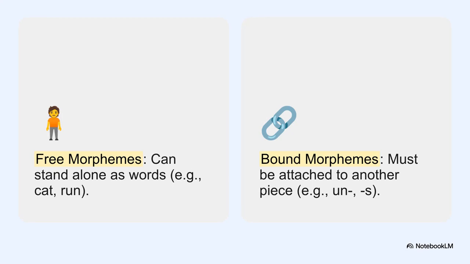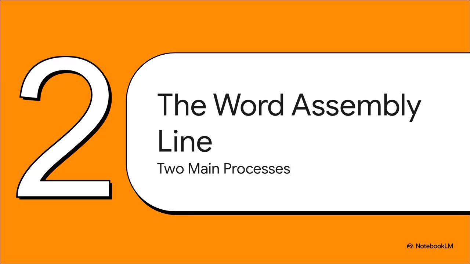But, of course, not all these little building blocks are the same. Some are what we call free morphemes. These are the core pieces, the ones that can stand all on their own as words, like cat, or new, or run. And then you have bound morphemes. These are more like the connector pieces, the nuts and bolts, like un or s. They have meaning for sure, but they have to be attached to something else to work. Okay, so we have our building blocks, our free and bound morphemes. Now it's time to head over to the next part of the factory and see how these pieces actually get put together on the assembly line.